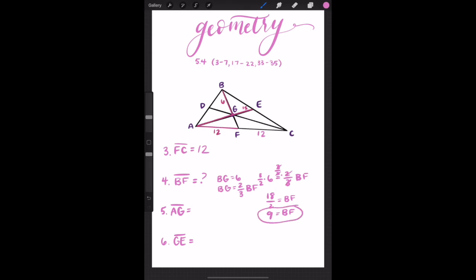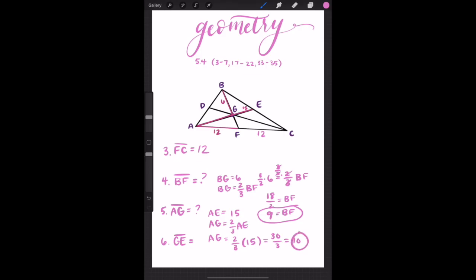Now for number 5, we were given that AE is 15. That whole median is 15. AG is 2/3 of the median AE. So I'm about to write that down. So if AG is 2/3 of the whole median, then AG is 2/3 of that 15. And then to multiply, it's 30 over 3, which is just 10.